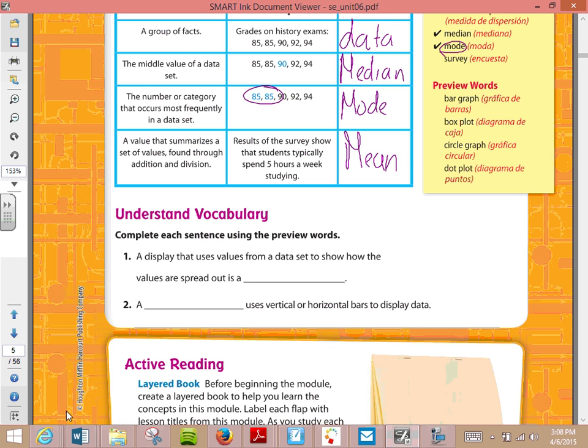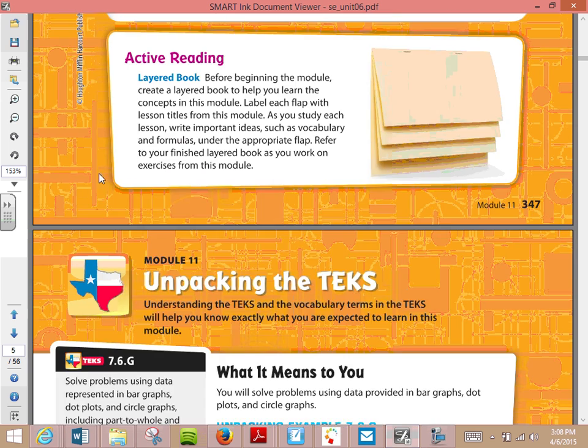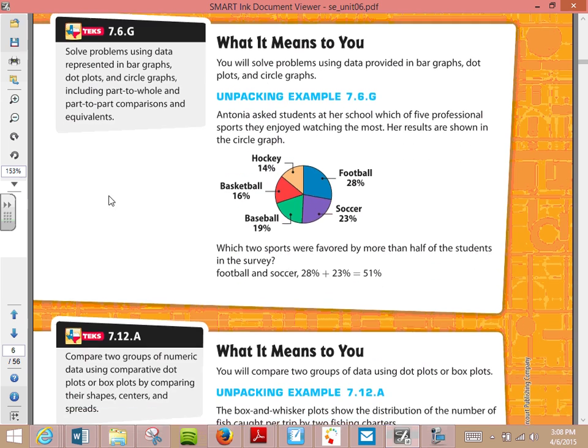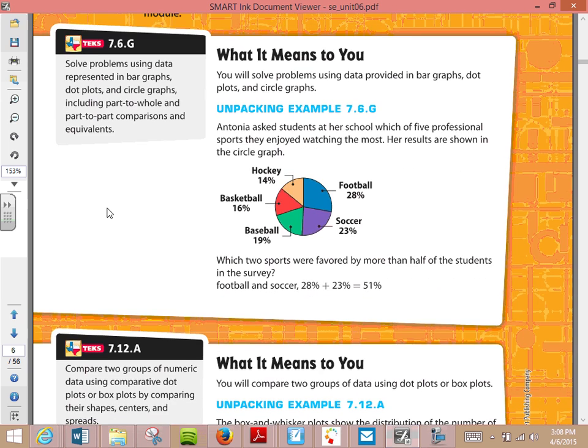A blank uses vertical or horizontal bars to display data. Bar graph. That sounds even dumb, right? It says bars on it. All right, let's move on. So this is what we call a pie chart, or what else? A circle graph. And it's one of the easiest ways to display information that pertains to, for example, students here.